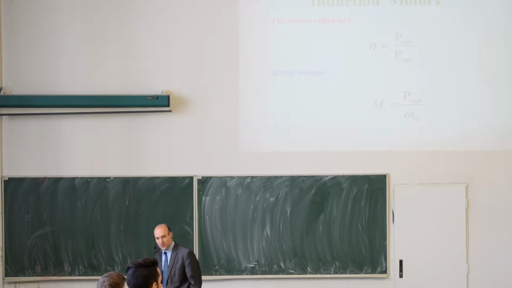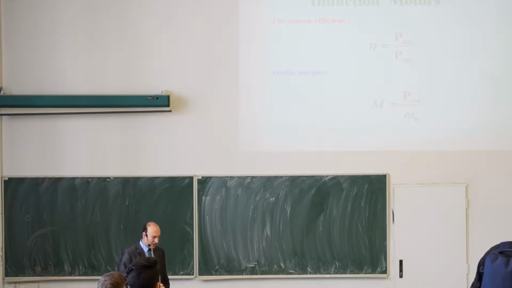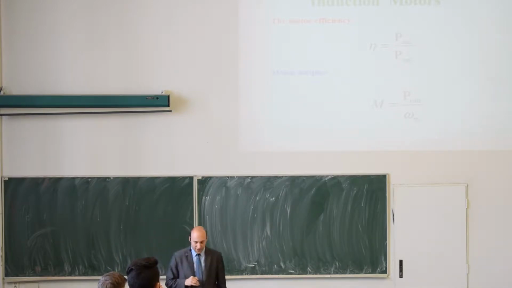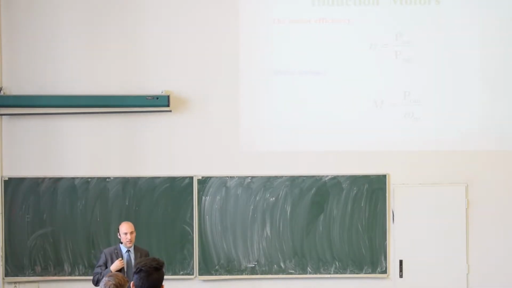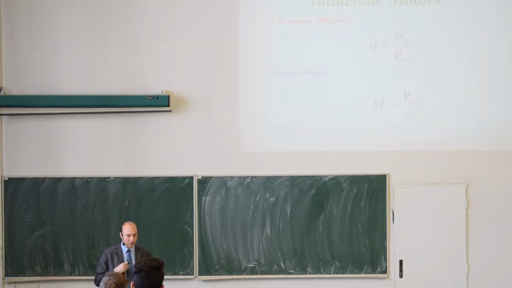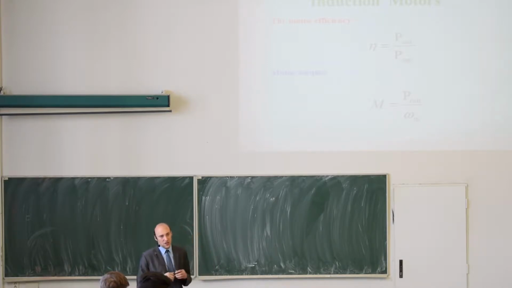Then the total motor efficiency, that's a typical normal formula that I think you know. It's calculated by a ratio between the output power and the input power. The efficiency of an induction motor is relatively high. By relatively high, I mean it can be 90%, for example. And the efficiency is a function of speed. It's a function of torque also.